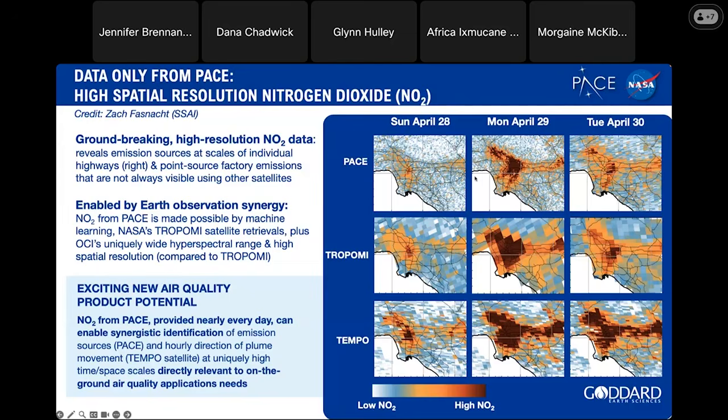So if you have this high spatial resolution information from PACE, you can look more clearly at emission sources, and then you can use along with that TEMPO data to see which way plumes are going over time. So this is a really exciting data product that we look forward to providing soon. We aren't providing it yet, but it is in the pipeline and it is getting there, along with ozone.